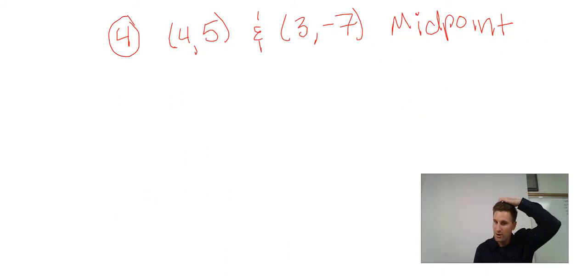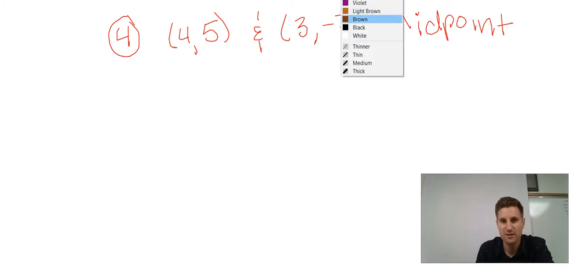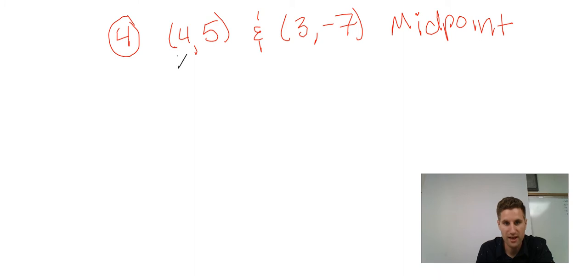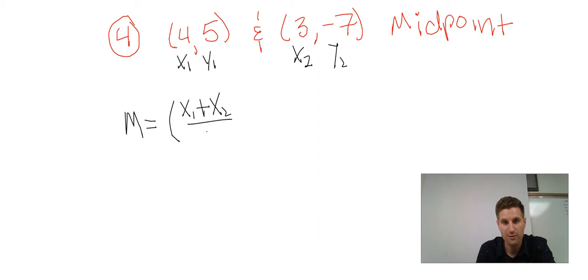Okay, so this one they want us just to find the midpoint. We want to be very particular here. We want to label our points x1, y1, x2, y2, and then we want to write the formula. M equals x1 plus x2 over 2, and then we want y2 minus y1.